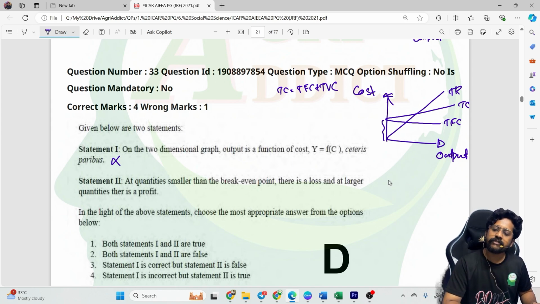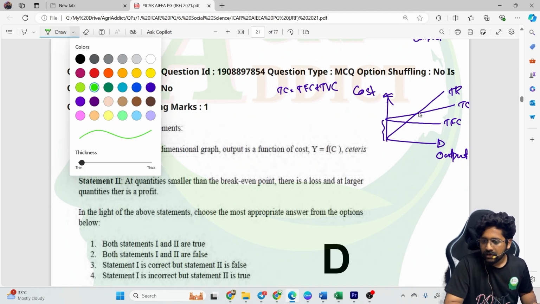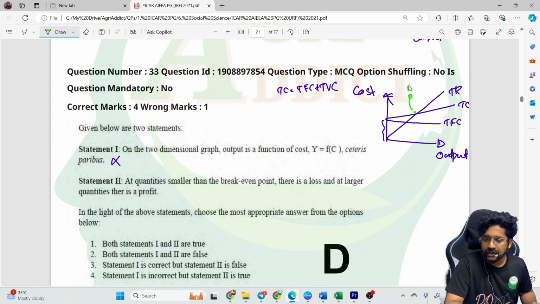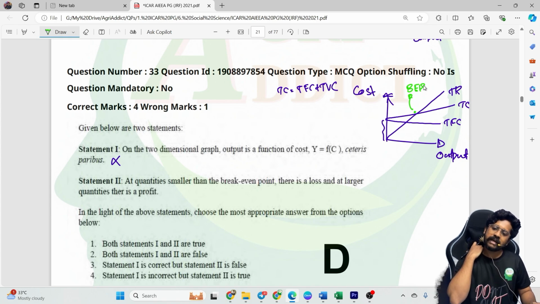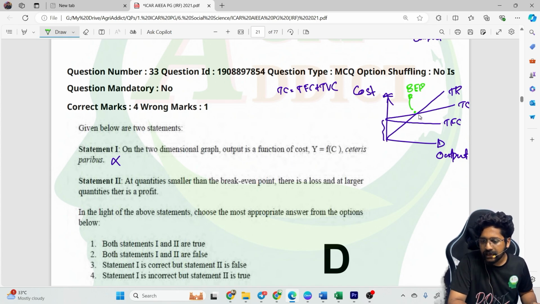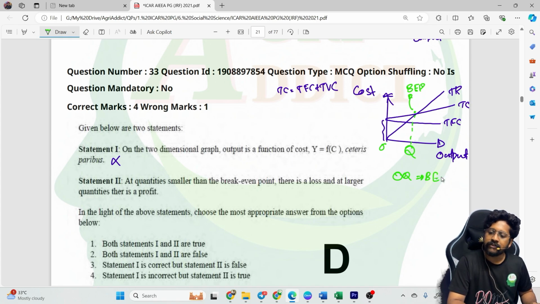So the break-even point that we can derive is the point at which total revenue is equal to total cost, right? So therefore this point can be considered as the break-even point. So this is the break-even point. So what happens at the break-even point? The total revenue will be equal to the total cost, and in order to find the break-even output, just extend the line to the x-axis, and Q0 will be the break-even quantity. Break-even quantity.